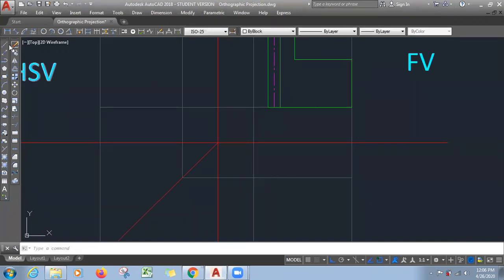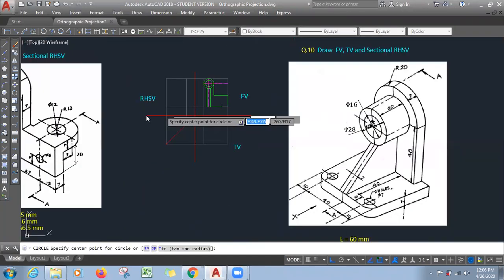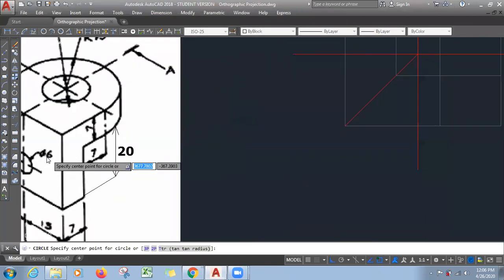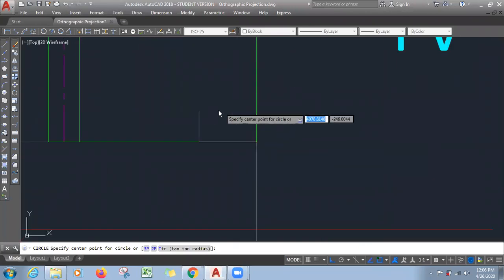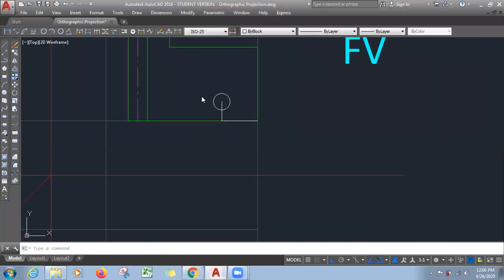From this line how much is it? 13 mm. Okay, so how can we go? From here 13 in this direction, then 7. By the opposite side even you can get it. You see, the diameter of the circle is how much? 6. So radius is equal to 3. Okay, now once you get it, you can draw a center line for this.